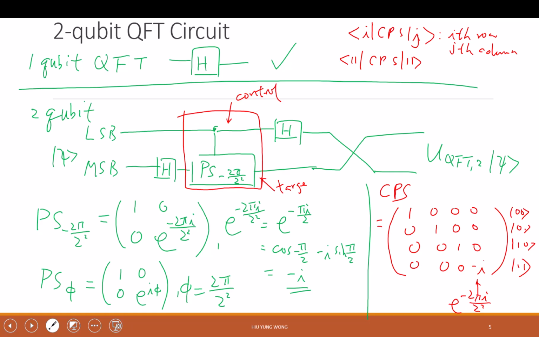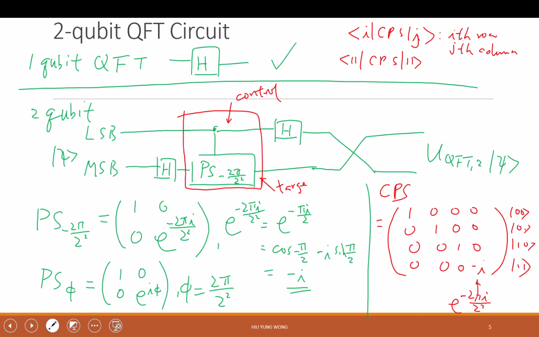Why don't we apply the phase shift when it is 0? Because that is the definition. You see that? This is the matrix 1 0 0 e^(i phi). If it is 0, not the control version, just the phase shift itself, the vector is 1 0. You multiply it, you don't get the phase. The phase shift gate by definition only applies to 1.